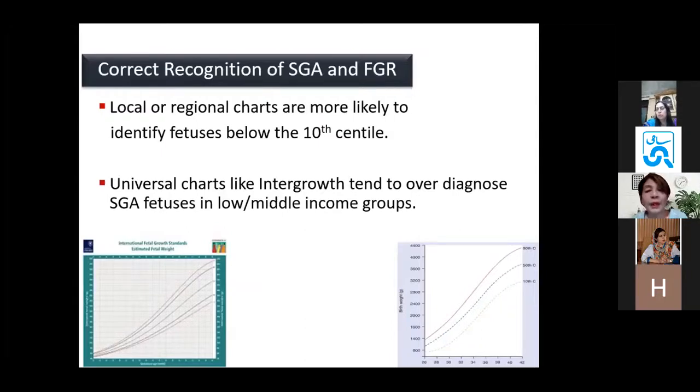So basically, the body of evidence suggests the use of local or regional charts, as they are more likely to identify fetuses below the 10th centile. And more recently, we have the INTERGROWTH study, which was done on the premise that all babies are the same, irrespective of their background, ethnicity, and others. These charts are available on the internet, but it has been seen that they may actually overdiagnose small for gestational age in low or middle income groups.